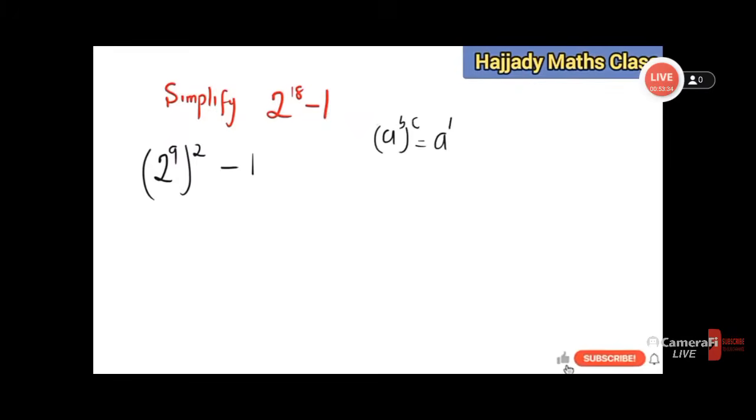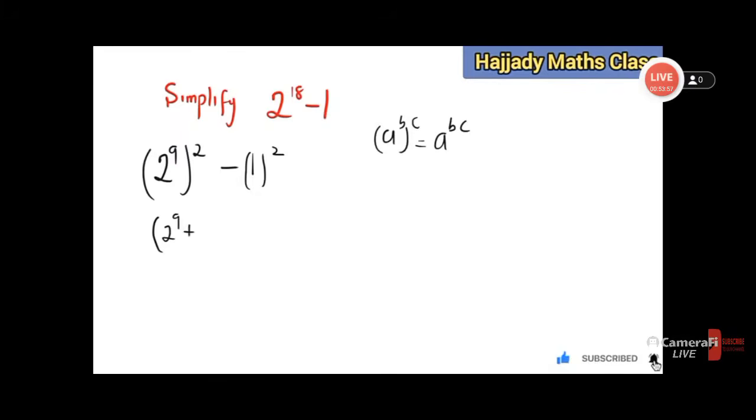And when we have this, we can possibly use difference of two squares by saying 1 raised to power 2, which is still the same thing as the expression we have previously. So using the method of difference of two squares, we can say that this is the same thing as 2 raised to power 9 plus 1, 2 raised to power 9 minus 1.